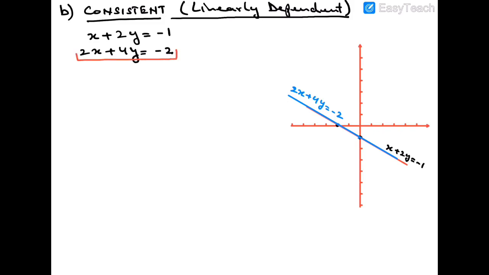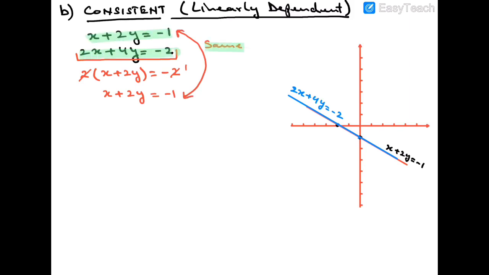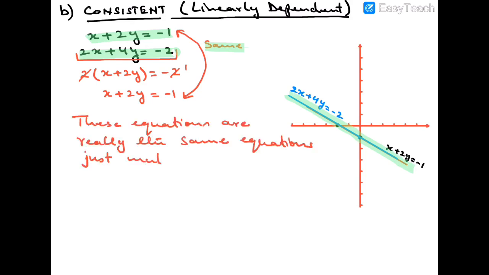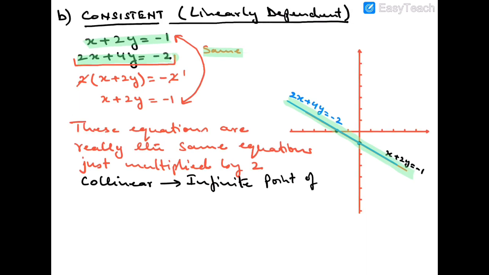Now let's take 2 as a common factor here and cross out these 2's. We will be left with x plus 2y equals minus 1, which is the same as this equation. So these equations are really the same equation, just multiplied by 2. Now since they are collinear, there are infinite points of intersection, therefore infinitely many solutions.